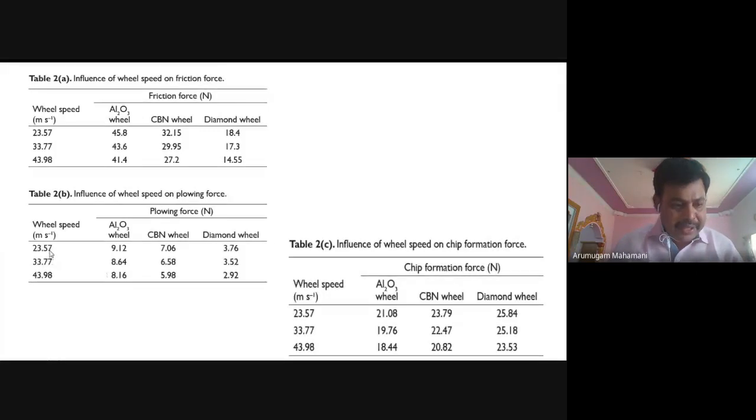Again, as wheel speed increases, the ploughing force comes down. So again, what happened here? 9 is there, here 3 is there. So 1/3 of the ploughing force is reduced if you are using a diamond wheel.